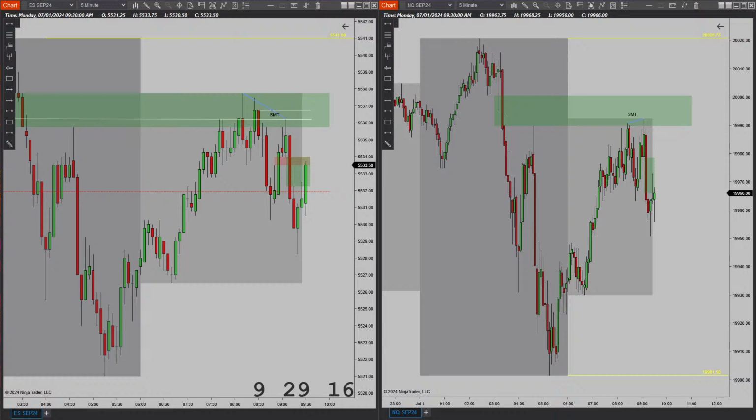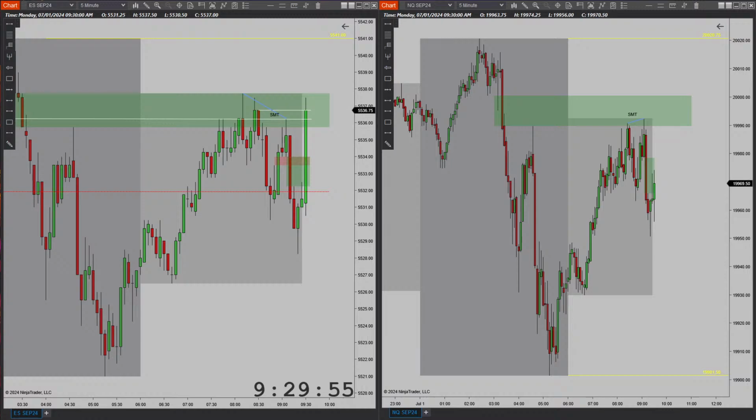If I get stopped out, that's fine. Here we go. All right, there we go. And now I think I'm about to get stopped out, which is fine. Okay. All right, so I got stopped out. It's fine. 2.75 points, which is fine. I still don't want that high to get taken, though. If it does, then my trade idea is void.